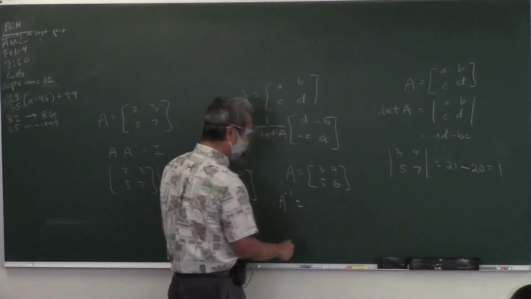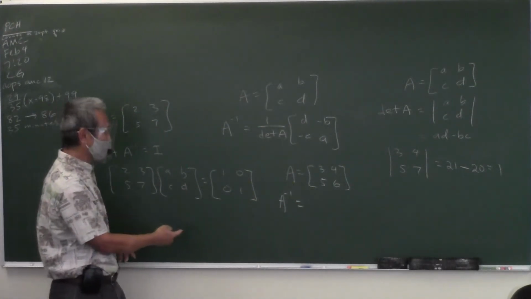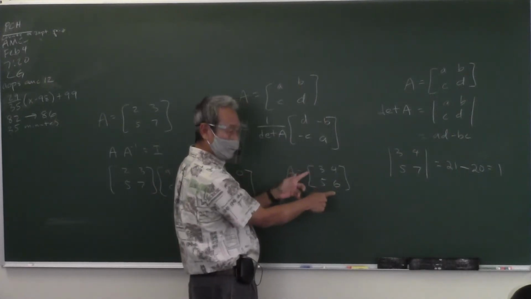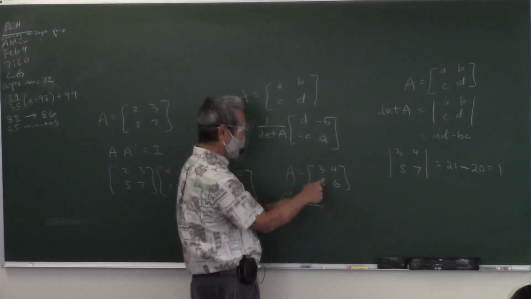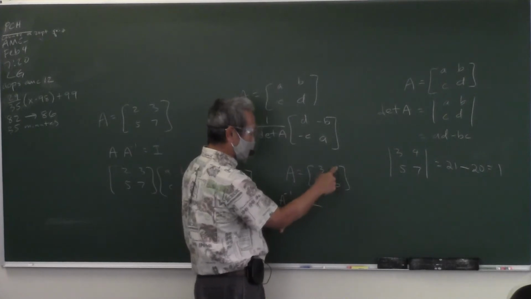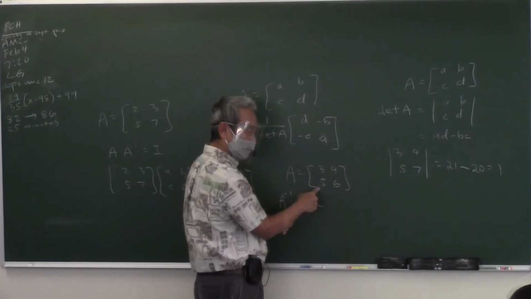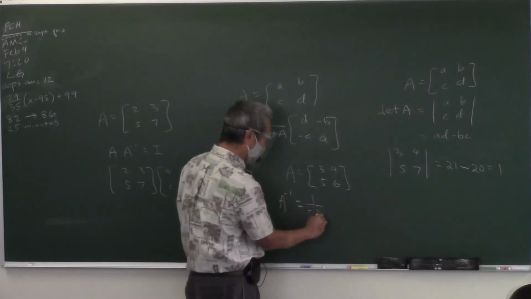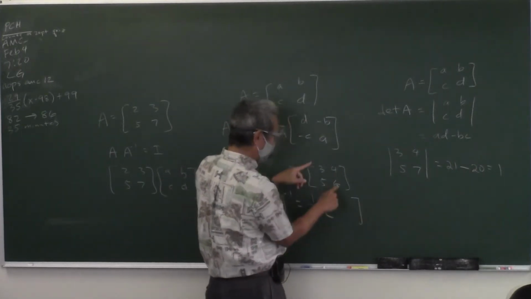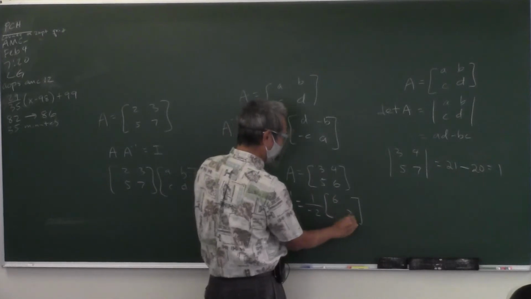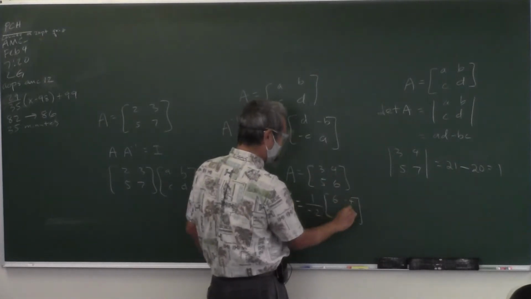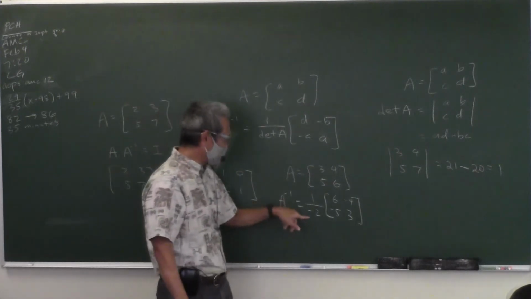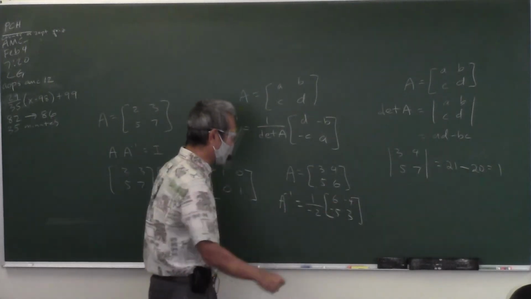To compute the inverse, instead of doing the ABC method, you just go 1 over the determinant. How do you compute the determinant of this? This times this minus that times that. You can do that in your head, right? 18 minus 20, -2. You switch these two. You negate those two. Finished.